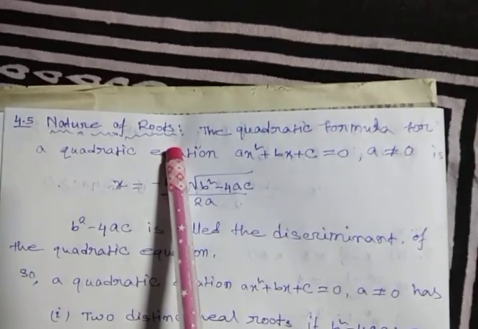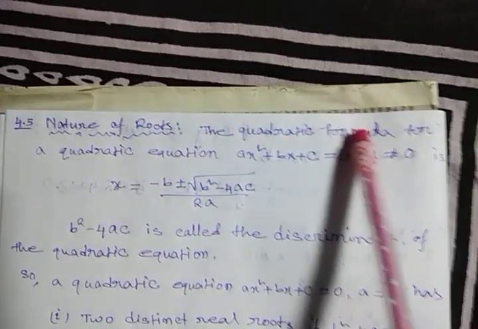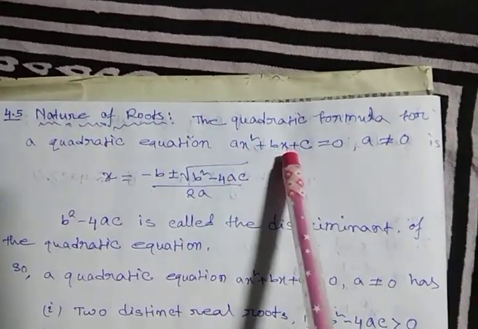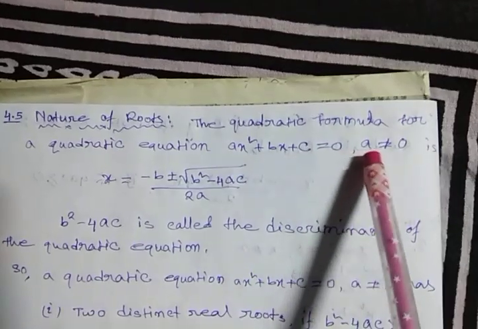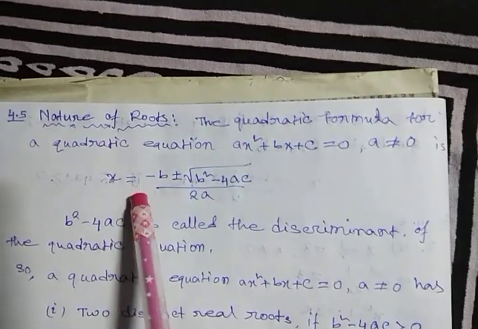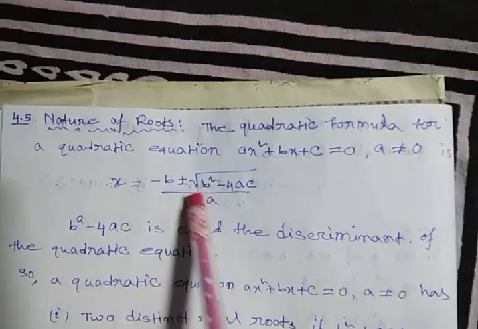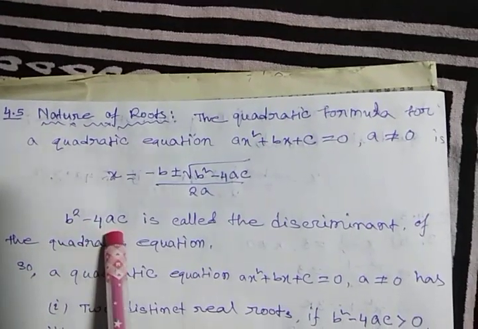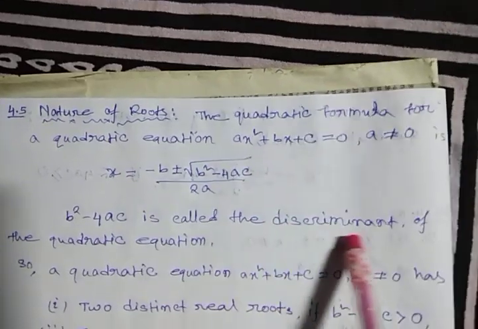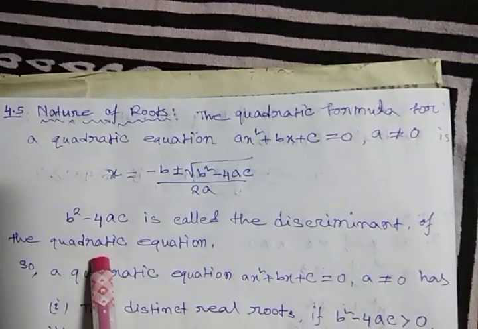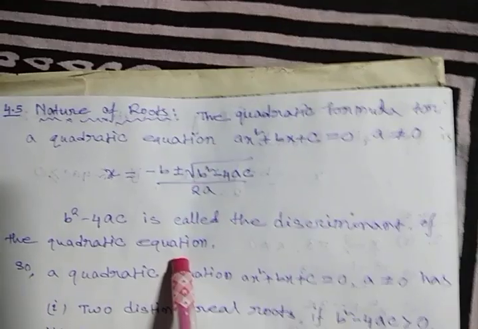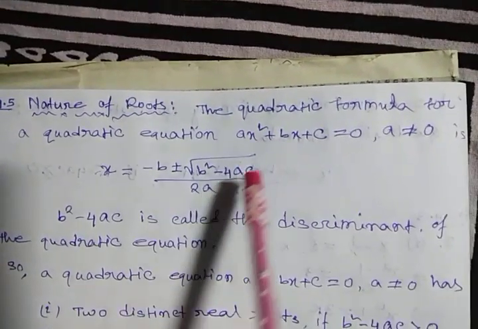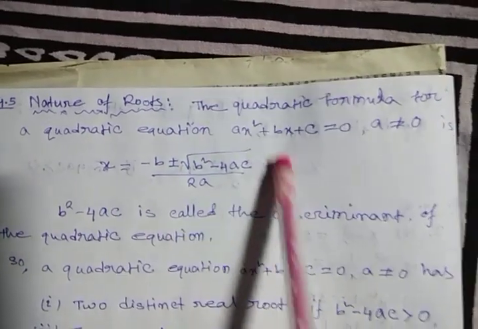Nature of roots. The quadratic formula for a quadratic equation ax square plus bx plus c equal to 0, where a is not equal to 0, is x is equal to minus b plus minus root over b square minus 4ac by 2a. b square minus 4ac is called the discriminant of the quadratic equation. So this is known as the quadratic formula.